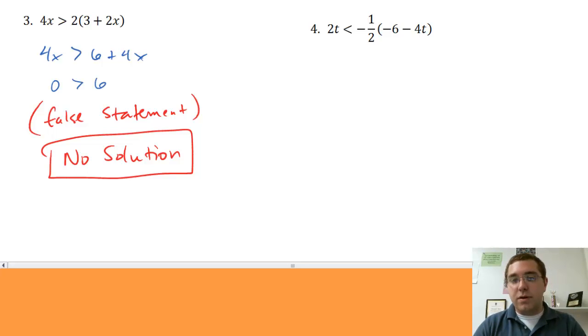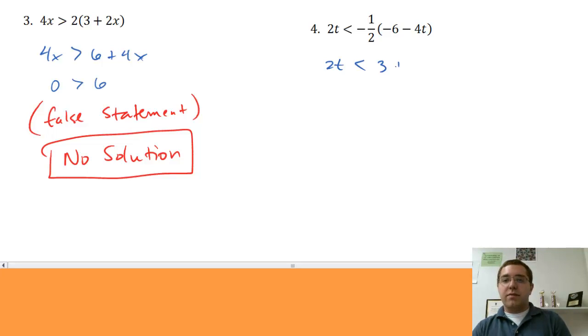Now we look at number 4. 2t is less than negative 1/2 times negative 6 minus 4t. I distribute the negative 1/2, so 2t is less than 3. And negative 1/2 times negative 4t is positive 2t. I bring the 2t's to one side, and I get 0 is less than 3. But wait, that does work, right? 0 is less than 3?